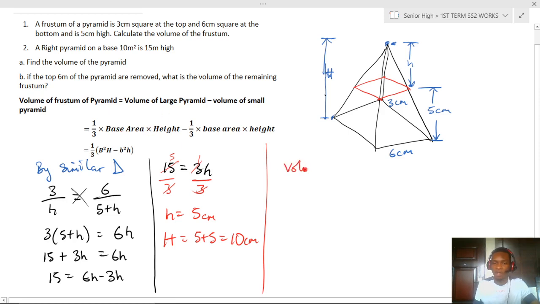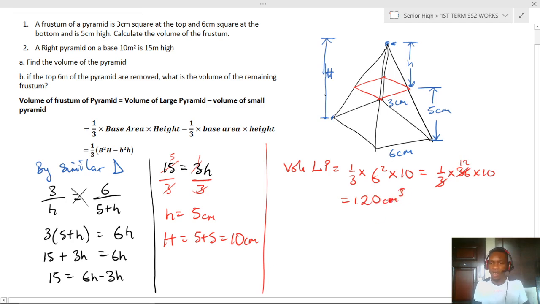I can write that the volume of the large pyramid, let's call it large P, is equal to 1/3 times the big base area. That's 6. Remember, the area is b squared, so 6 squared, times the big height. What's the big height? 10 centimeters. So solving this, we have 1 over 3 times 6 squared, which is 36, times 10. Now 3 can go into 36 and that will give us 12. So 12 times 10 will give us 120. So we have 120 centimeter cube for the volume of the big pyramid.